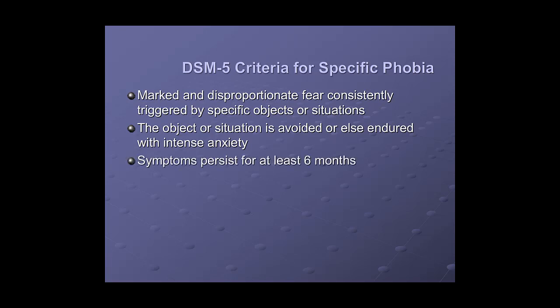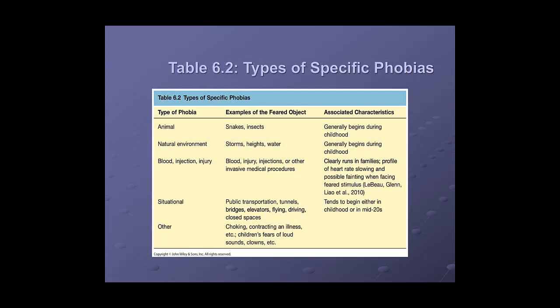In this table, we're looking at some different types of specific phobias. Snakes, insects, particularly spiders, things that are happening in the natural environment, things like storms, heights, water. All these generally start during childhood. One of the things I want to point out to you is that it is easier to develop a phobia towards snakes or spiders or heights than it is to, say, develop a phobia towards books.